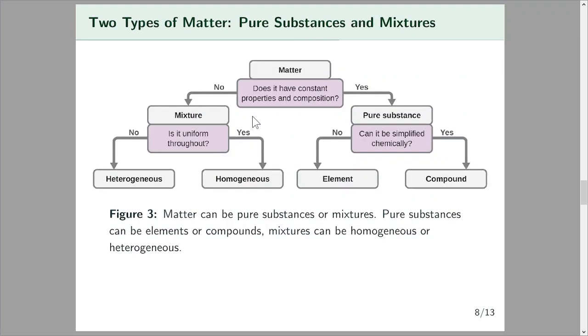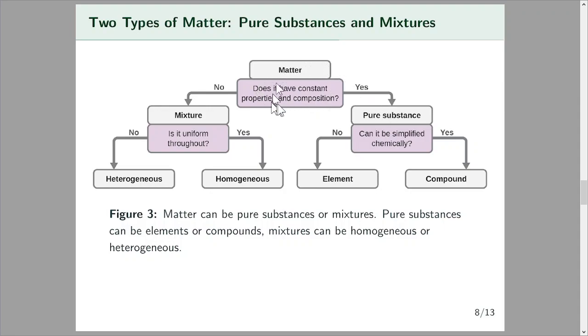So, two basic types of matter we're going to talk about: pure substances and mixtures. Anything you pick up on the planet is either a pure substance or a mixture. And so this is a little flowchart, and we'll talk about it more in detail. But you can say, does the matter have constant properties and composition? If the answer is no, it's a mixture. If the answer is yes, it's a pure substance.